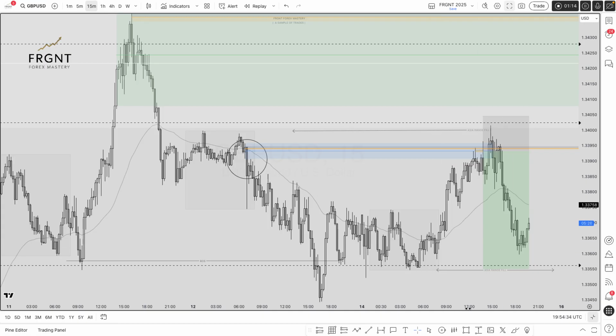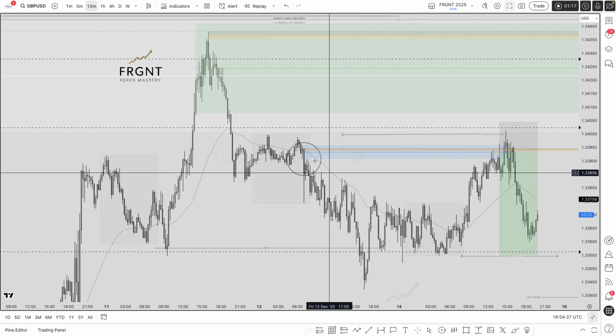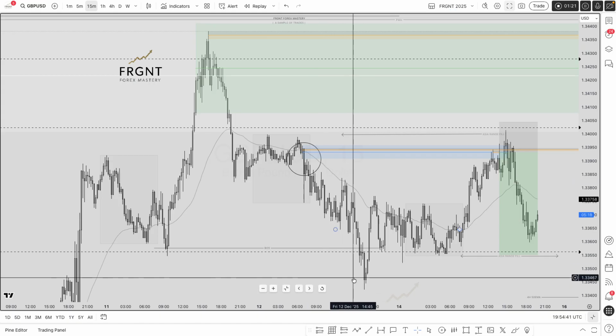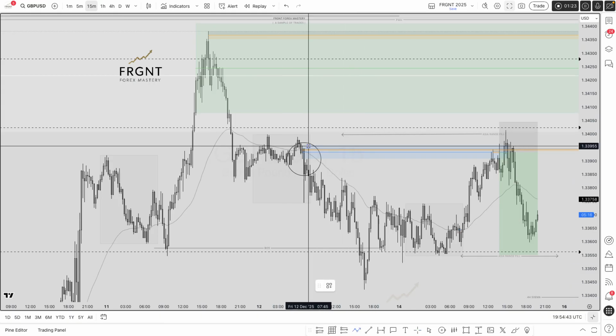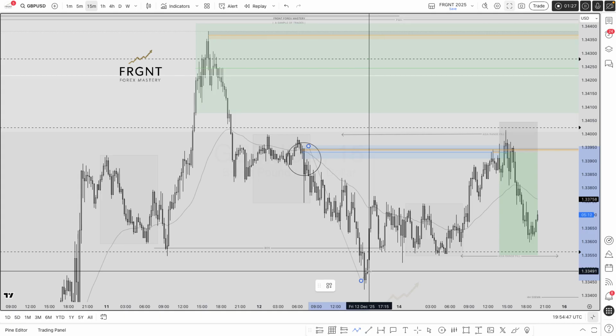Now, with that said, a mandatory criteria for an Asia range position is we must have a snap of structure. And you can quite clearly see on the 15-minute time frame here, we have had the break of structure to the left on the 15-minute time frame. So that's criteria number one.